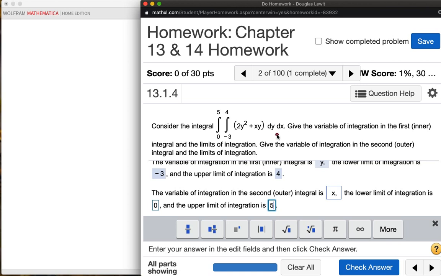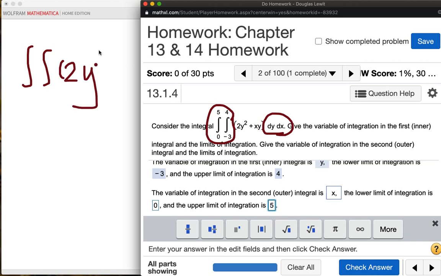I hope you understand that. These can be reversed, but of course, if you reverse the order of dy and dx, you also must reverse these limits as well. So for example, what I would end up with is 2y squared plus xy.